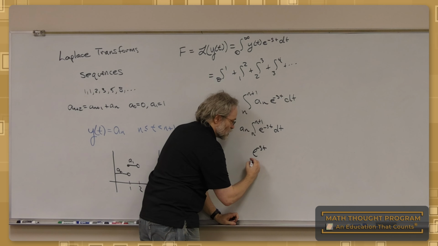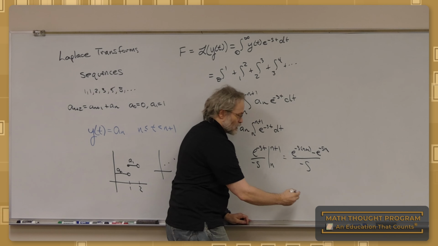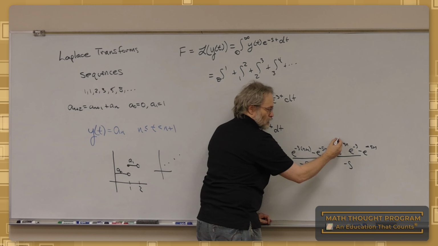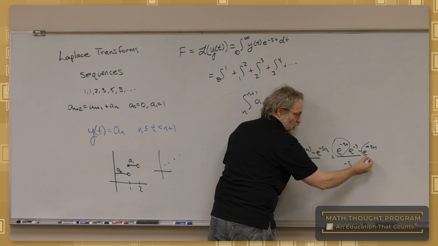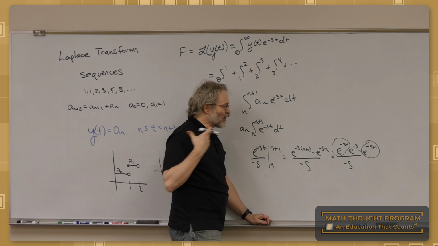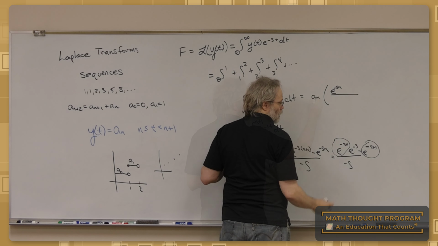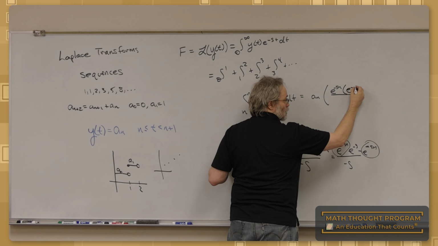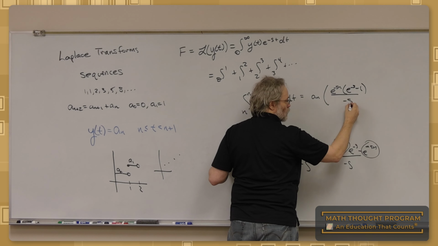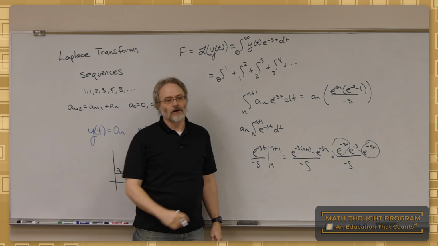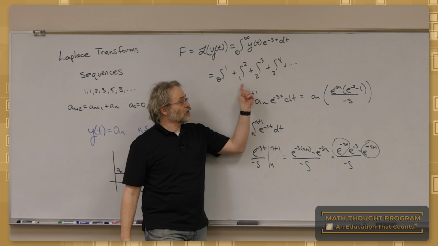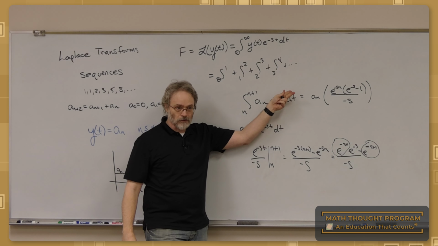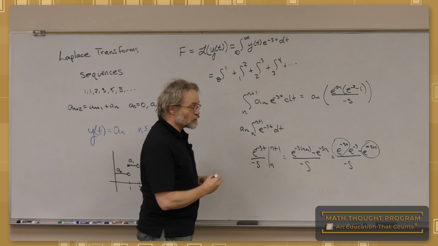Do a quick u substitution, fundamental theorem of calculus, properties of exponents. Same thing here as it is there. Factor it out, and you'll be left with e to the minus s minus 1 over negative s. So that's what's going to happen for each and every single one of these integrals. And what we're doing is we're summing them up.